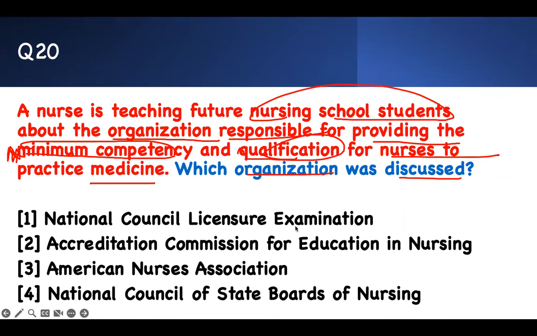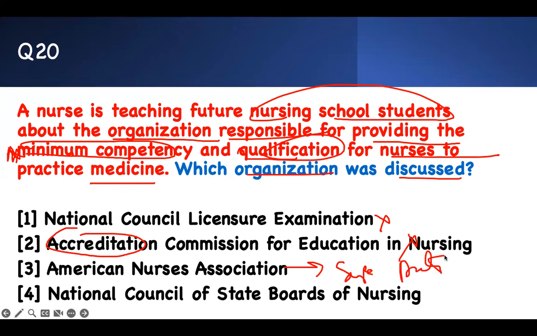National Council Licensure Examination, that's the test you take. They don't provide it. The name of the test you take is the NCLEX, right? Accreditation Commission for Education in Nursing, they accredit the schools that you went to so that they can function as a tertiary institution. The word is accreditation. American Nurses Association, they are involved in your scope of practice.